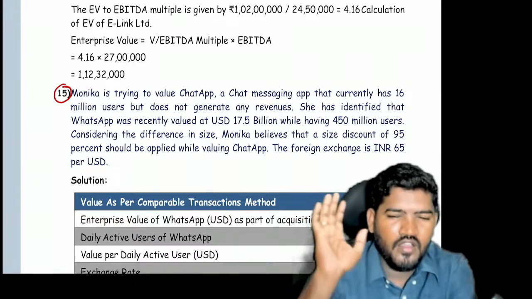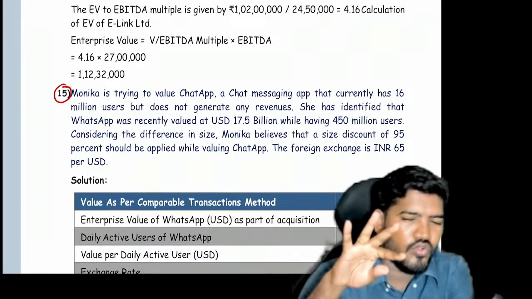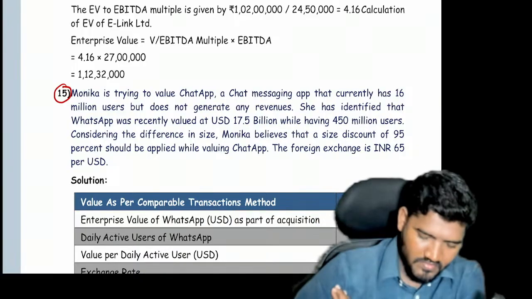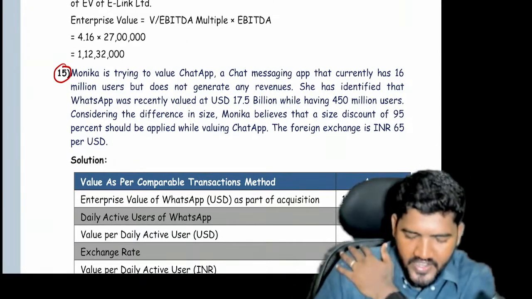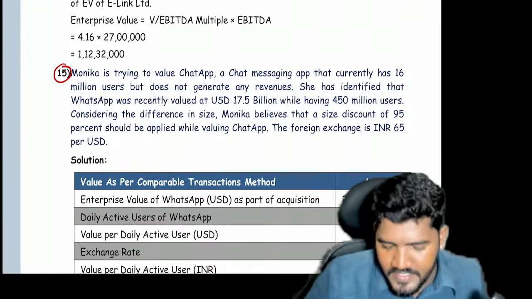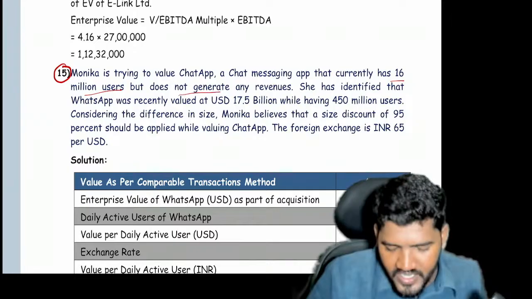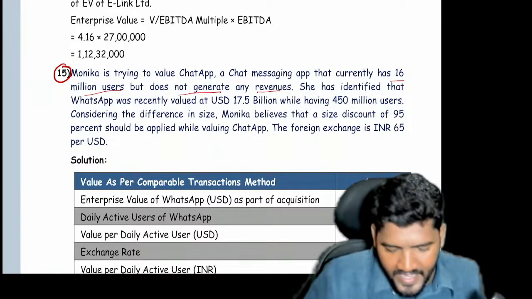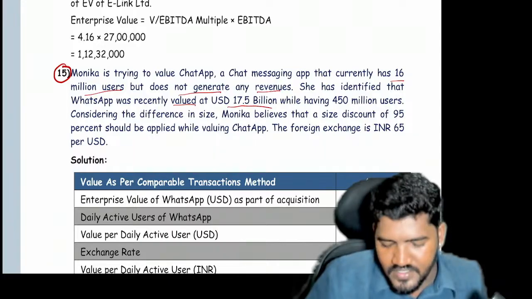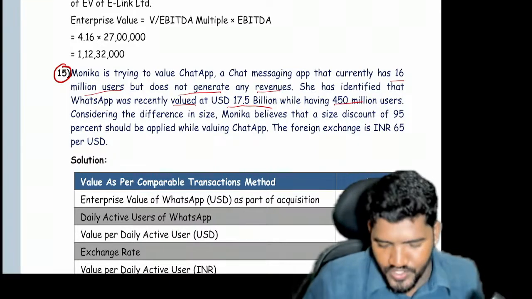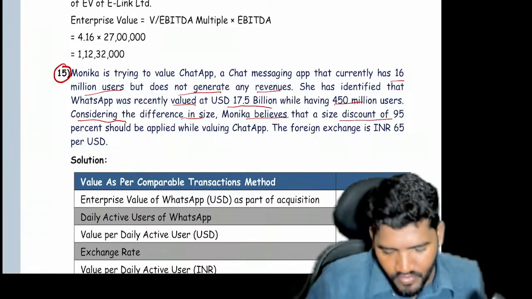Guys, clear? Sometimes a foreign company has a value in foreign exchange, so you have to convert it into Indian value. If you understand that, you can easily answer this. Monica is trying to value a chat app, a chat messaging app that currently has 16 million users but does not generate any revenues. She has identified that WhatsApp was recently valued at 17.5 billion while having 450 million users. Consider the difference in the size. Monica believes that there is a size discount of 95%.